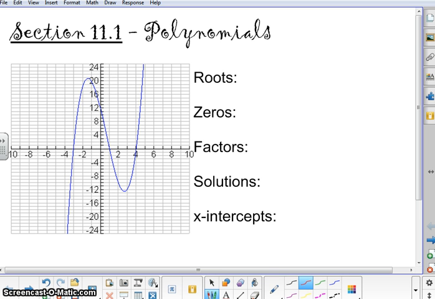Okay, these 5 things that you see, roots, zeros, factors, solutions, and x-intercepts, all mean the exact same thing: where the graph crosses the x-axis. So if you know that, I think it'll make it easier to understand when the directions on your homework or your quiz or your test are going to say these things. So keep in mind the format of what your answer should look like.